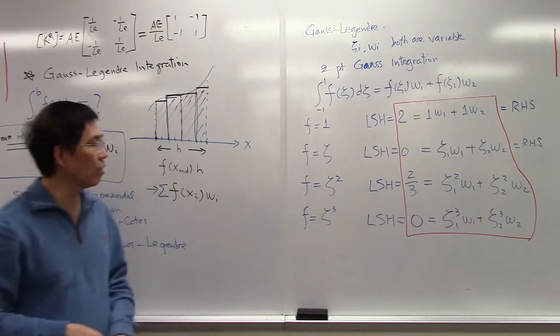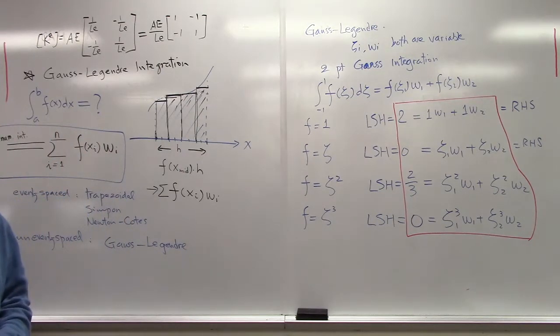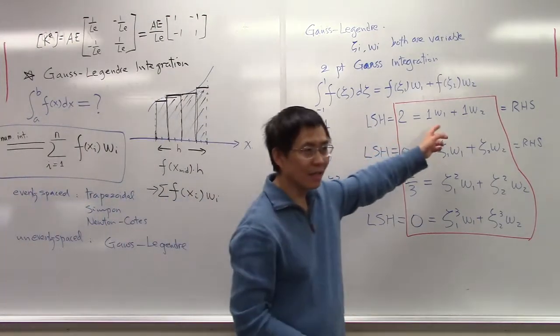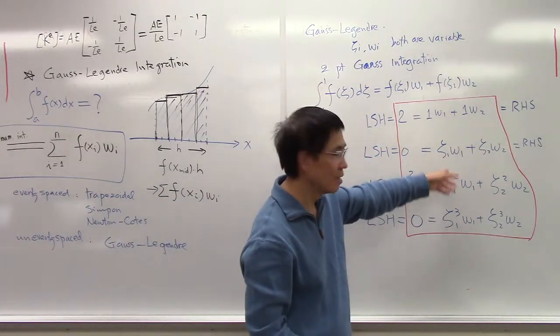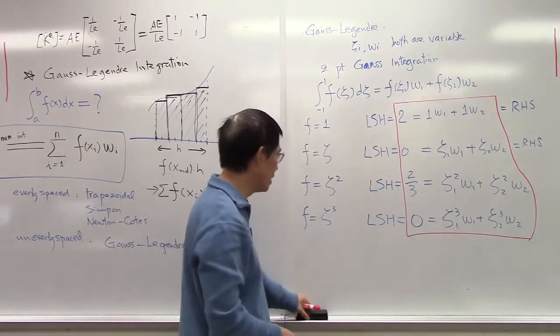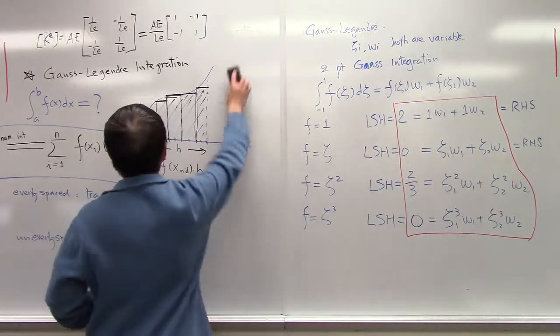This is a total of 4 equations. How many unknowns? W1, W2, theta 1, theta 2, 4 unknowns, solvable. However, this is not a system of linear equations. You see, you have these higher order terms, so you may need some special trick to solve it.